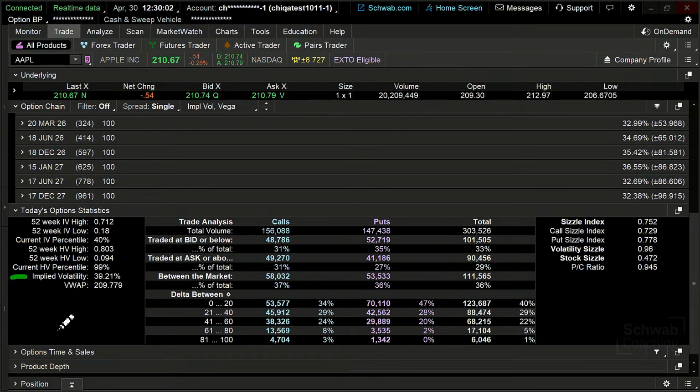And again, that's going to be the average implied volatility based on what we're seeing on that blue line chart on the chart of the stock itself. When we put implied volatility on there, that's what we're getting here, is that implied volatility number. We're also seeing historical volatility. But here's the important number. And that's this one, current implied volatility percentile.